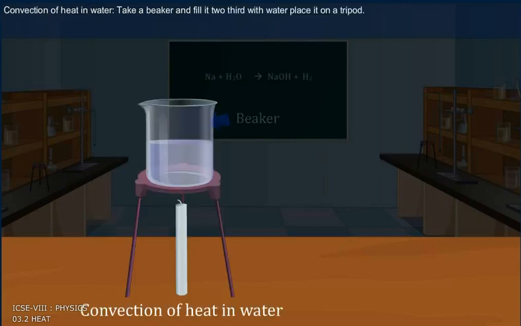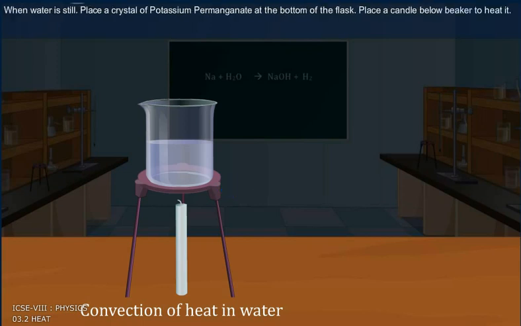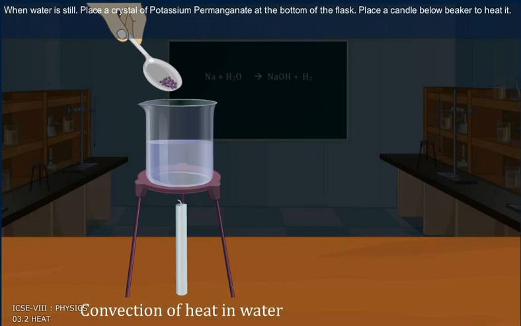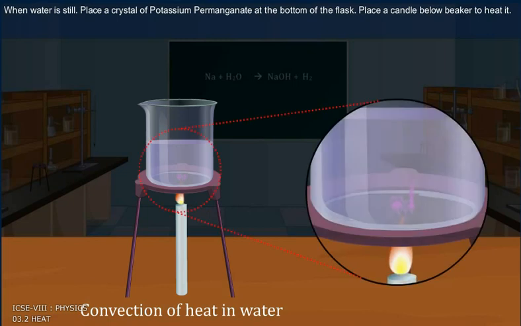Convection of heat in water. Take a beaker and fill it 2/3 with water. Place it on a tripod. When water is still, place a crystal of potassium permanganate at the bottom of the beaker. Place a candle below the beaker to heat it.